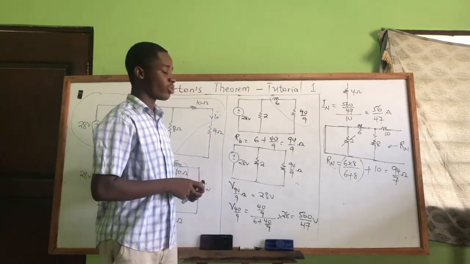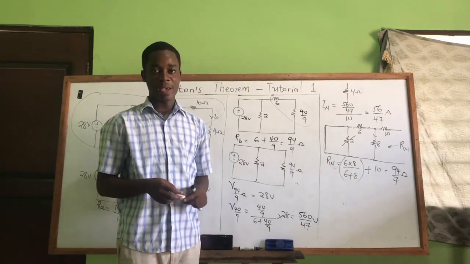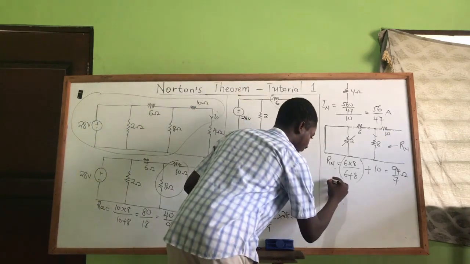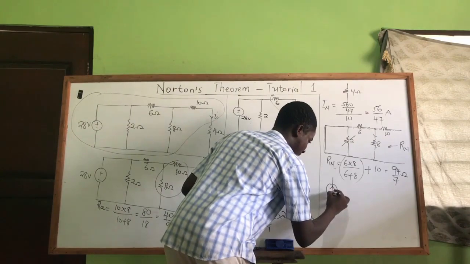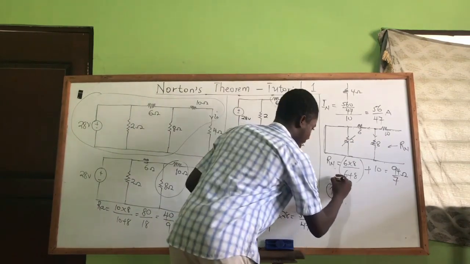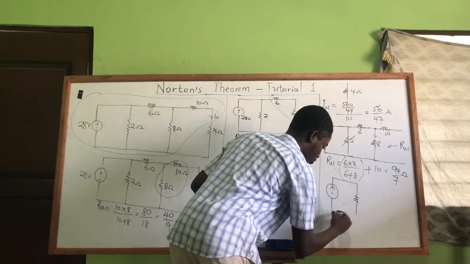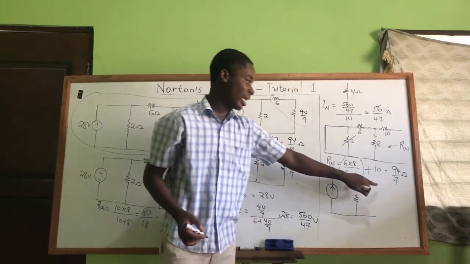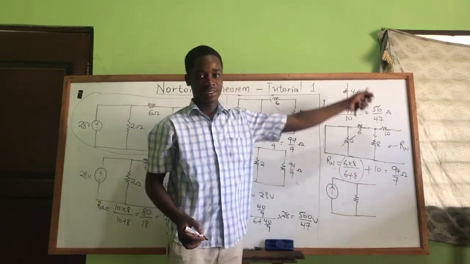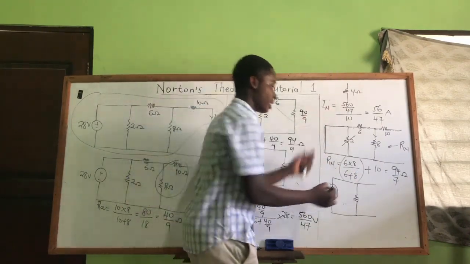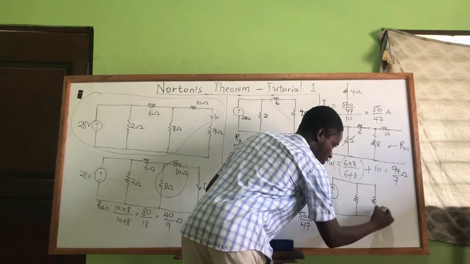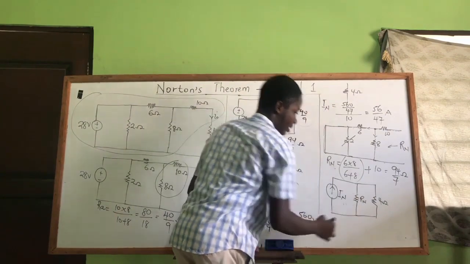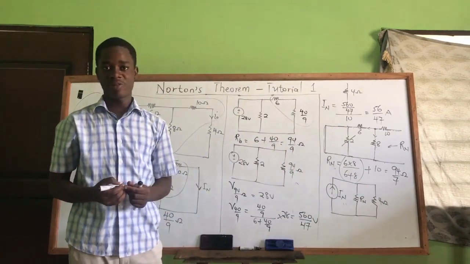The last thing to do is to draw the equivalent circuit, which is a parallel network for Norton. So in that parallel network, our source is what? The current source, the IN we've calculated. And the RN will be what? Parallel to it, like this. And this is the terminal we are going to connect with the load that we removed. So we are bringing back the load, which is 4 ohms, with RN and IN. That's the Norton's equivalent circuit.